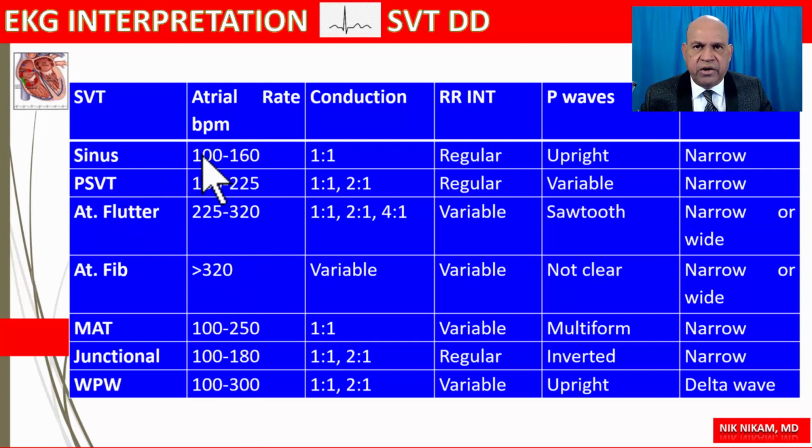Sinus 100 to 160 beats per minute, SVT 160 to 225, atrial flutter 225 to 320, atrial fib, most of you know, MAT 100 to 250, junctional rhythm similar to sinus tachycardia 100 to 180, and WPW. WPW can produce atrial flutter, atrial fibrillation. These are the main types of arrhythmias it results in. All right, let's proceed.